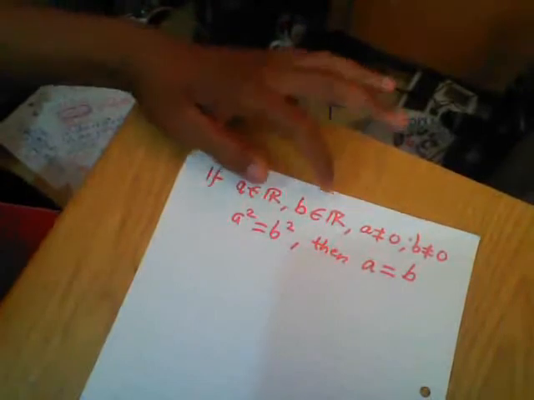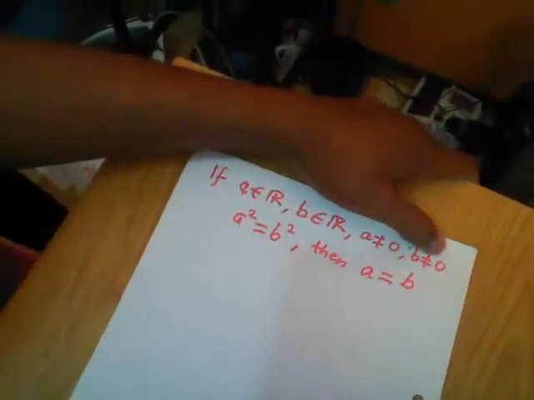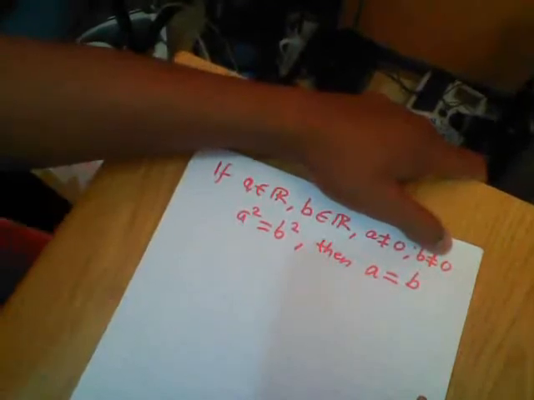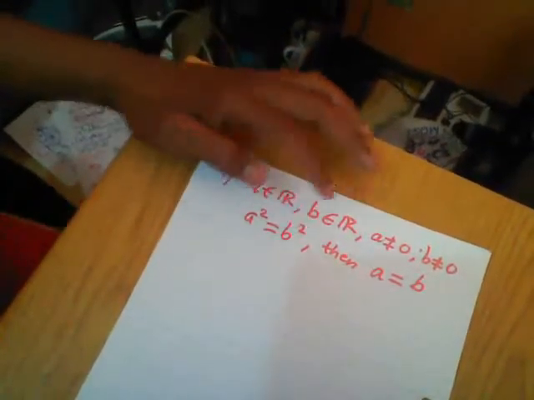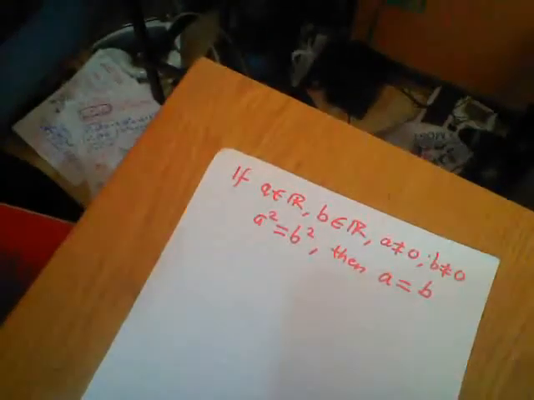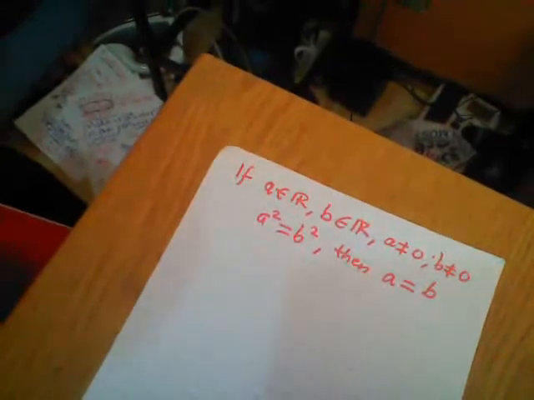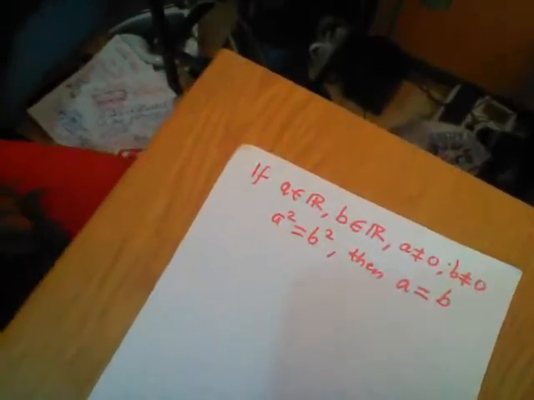They say a is an element of the real numbers, and b is any number, but a should not be equal to 0 and b should not be equal to 0. For that case, if a squared must be equal to b squared, then a equals b. So let's see how valid it is.